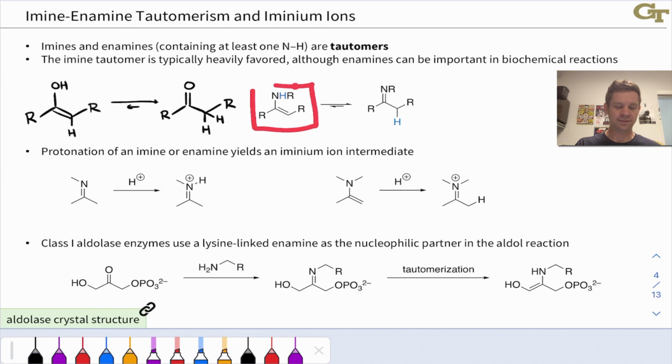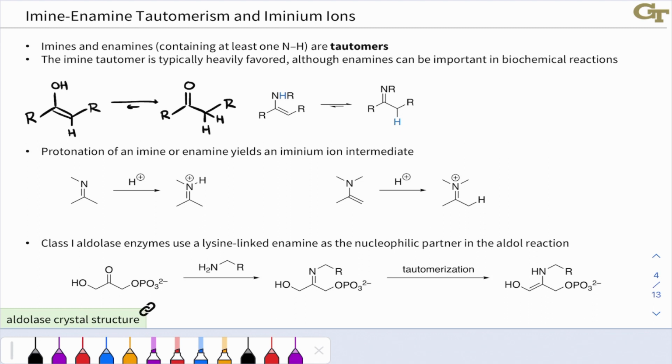So take a look at this enamine. Notice we have an H linked to the nitrogen. If that H is deprotonated and then the alpha carbon is protonated, with formation of a CN double bond right here, we have formation of an imine. So these are tautomers, right? They differ in the position of an H about a 3-atom conjugated system, NCC, containing at least one heteroatom. In this case, it's a nitrogen.